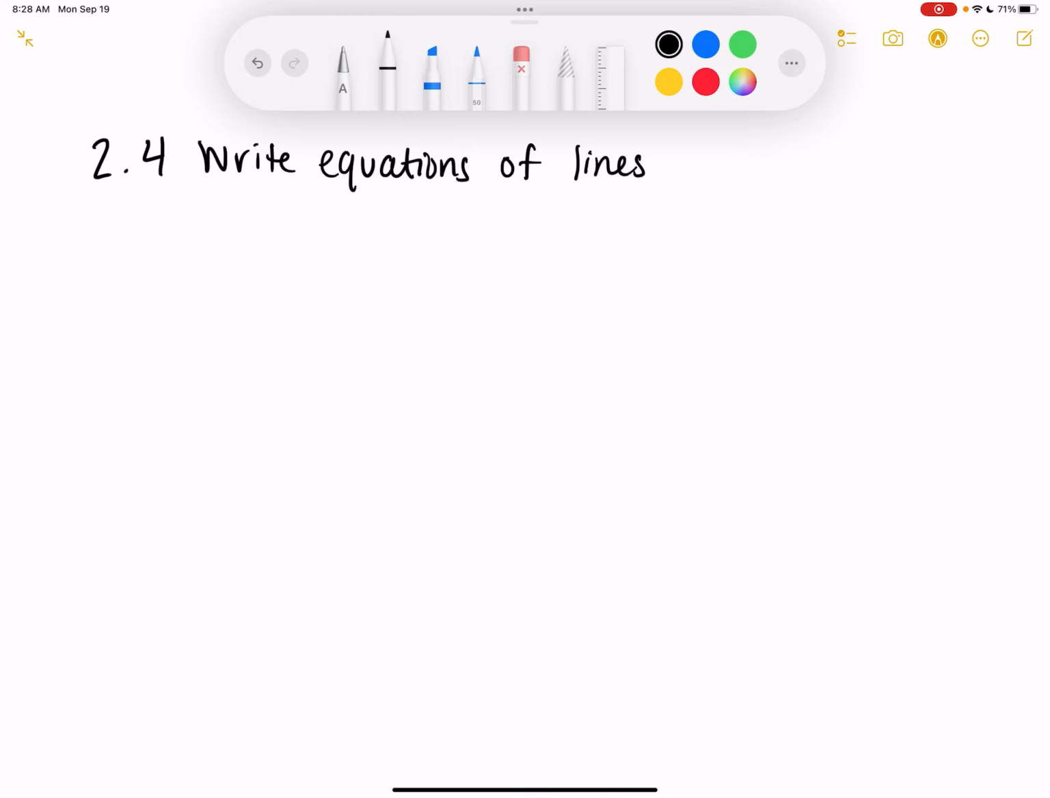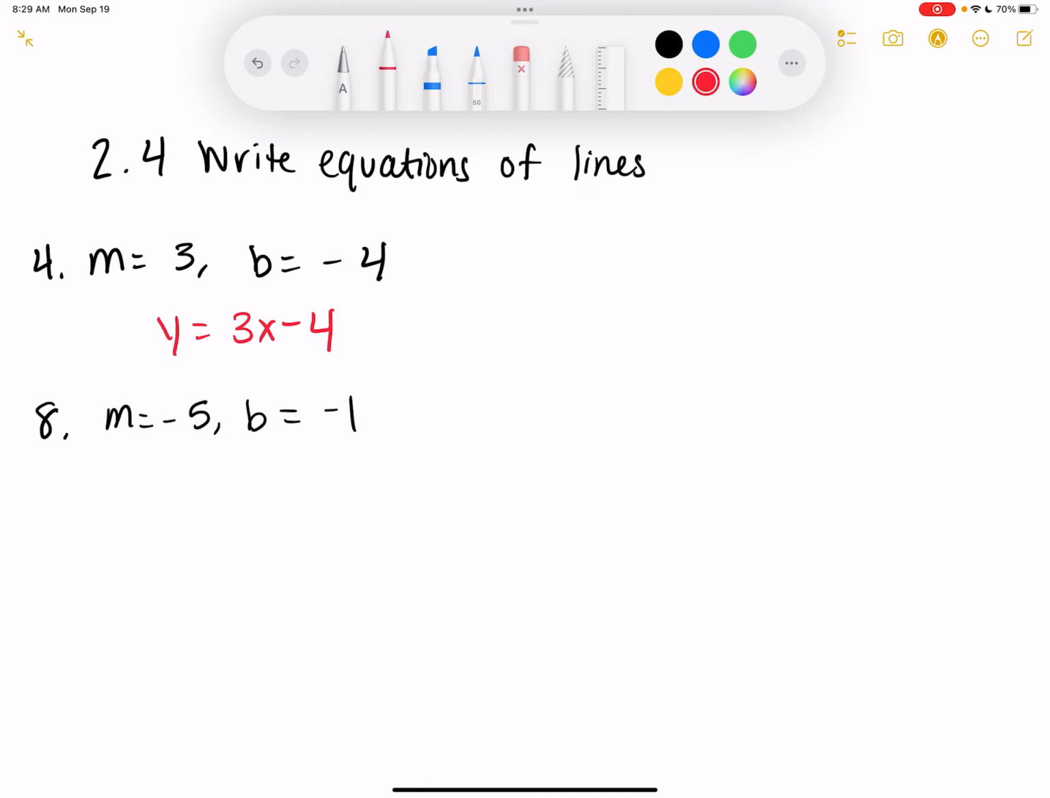So number 4, we have m is equal to 3 and b is equal to -4. With these ones, super easy. All you have to do is just plug them into y equals mx plus b. So y equals 3x, and then because this is negative, -4, and that's all you have to do for that. They're pretty chill. So if you had m is equal to -5 and b is equal to -1, what would your equation of your line be? Y equals -5x minus 1. Yep.